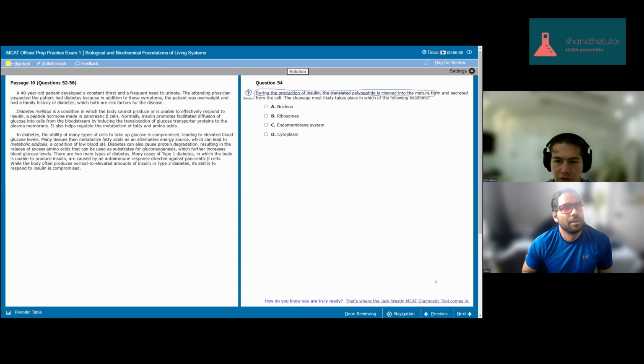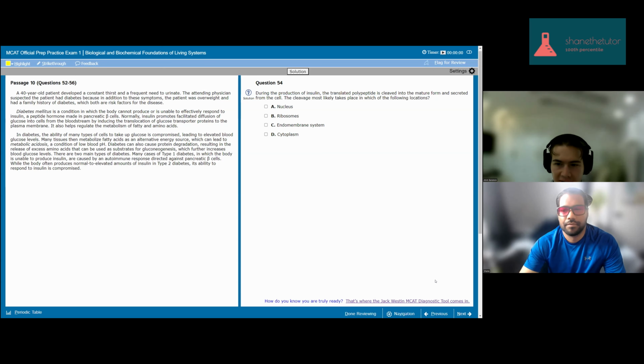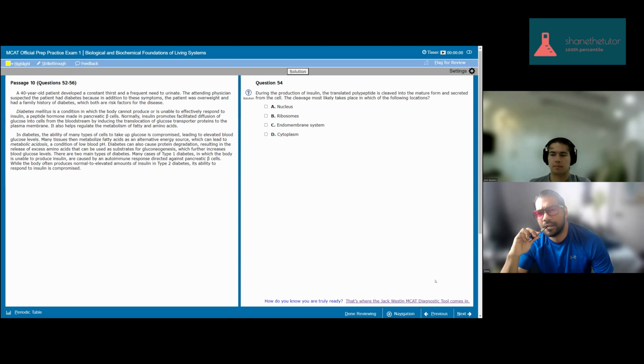During the production of insulin, the translated polypeptide is cleaved into mature form, secreted from the cell. Cleavage most likely takes place in which of the following locations? Okay. Translated polypeptide. I mean, it's probably ribosome or cytoplasm. So yeah, probably ribosome. So let's see.